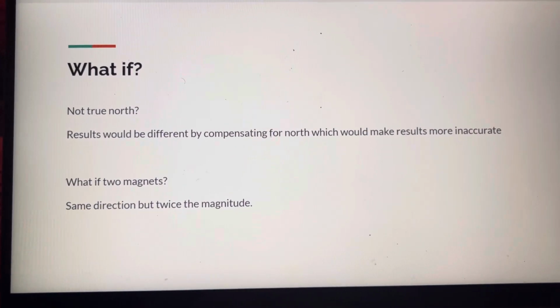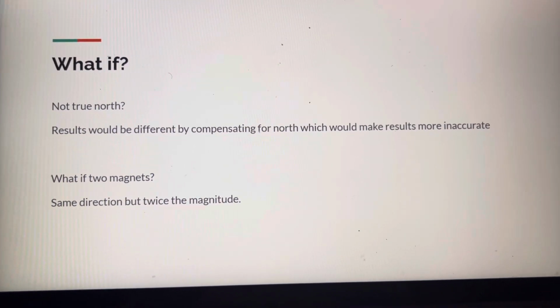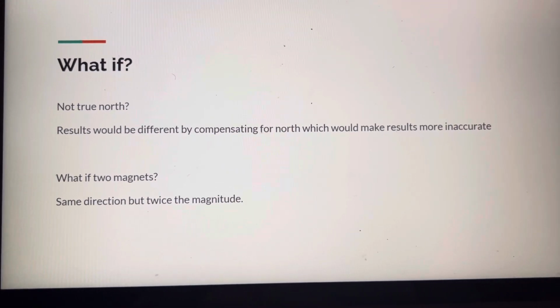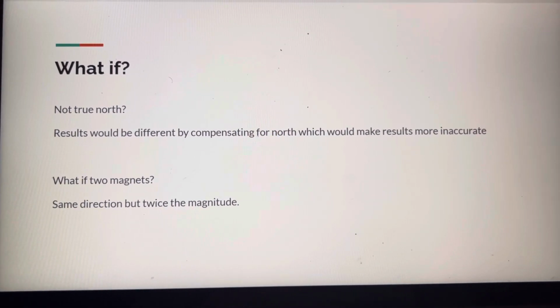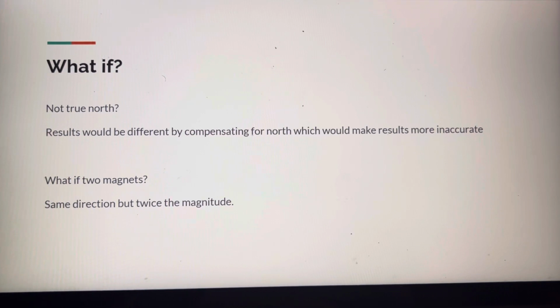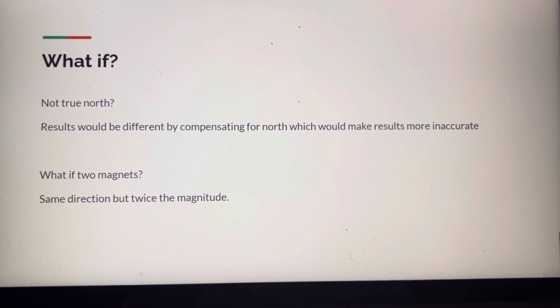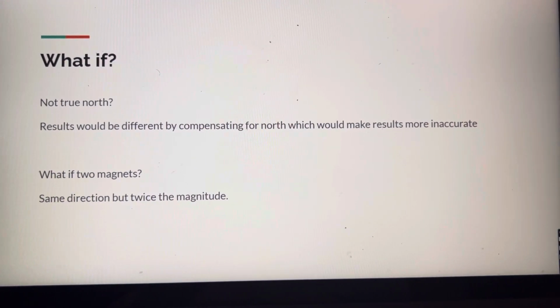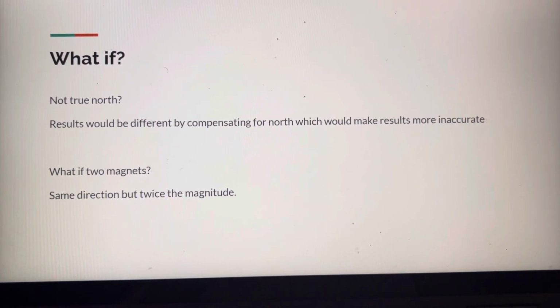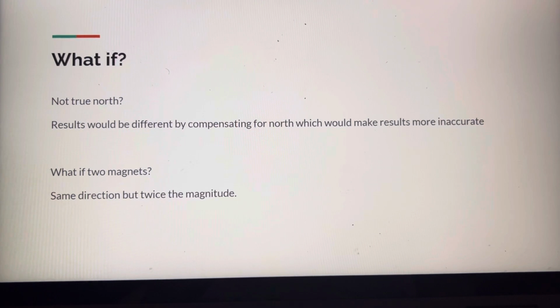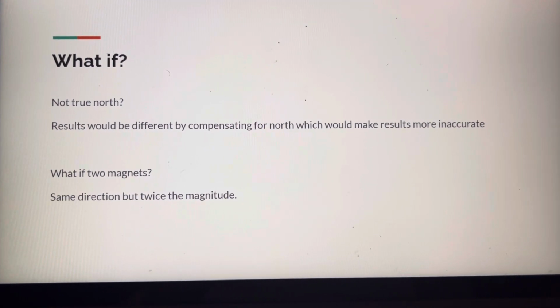And so the what ifs. What if we did not measure or compensate for the true north? The results would be different because we did not compensate for the magnetic field due to Earth, which would cause some inaccuracies in the work. And if it were two magnets stacked next to each other, they'd have a similar direction, but it'd be twice the magnitude, assuming that the distance between the two magnets is negligible.